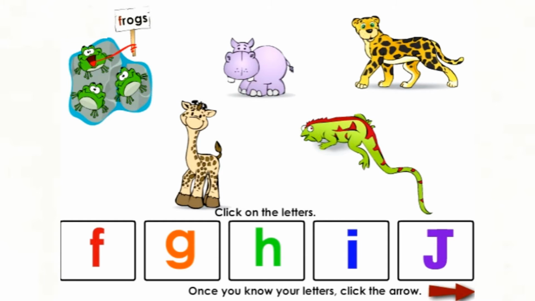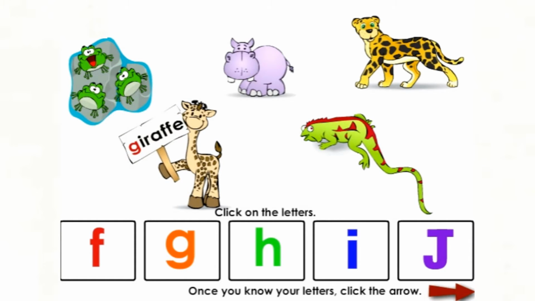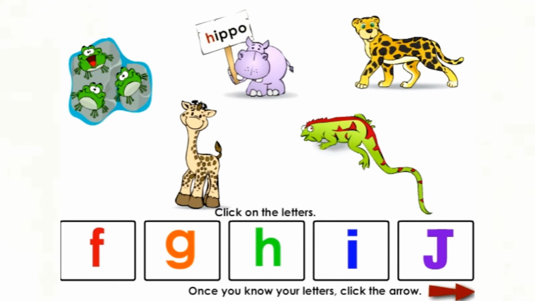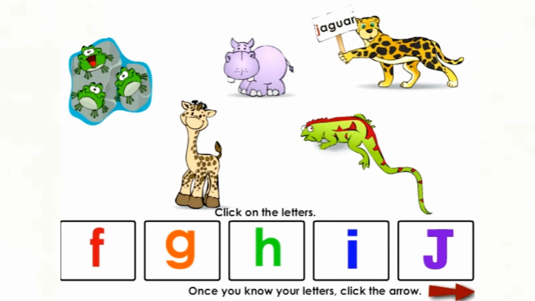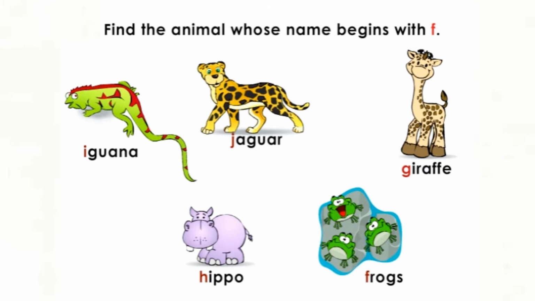F. Frogs begin with F. G. Giraffe begins with G. H. Hippo begins with H. I. Iguana begins with I. J. Jaguar begins with J. Next page. Find the animal whose name begins with F.